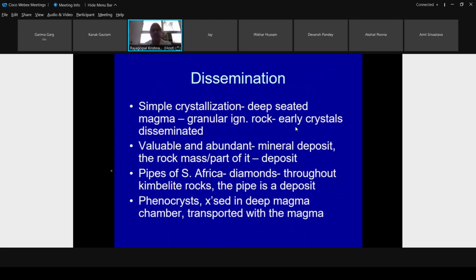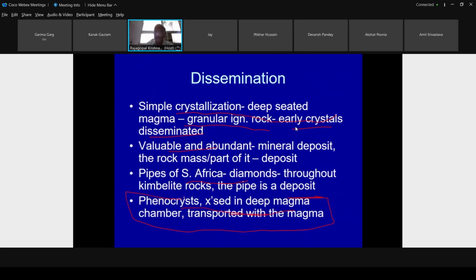Of course, this is more detailed. Simple crystallization in case of dissemination, most deep-seated. The magma will have granular igneous rock. The early crystals are disseminated. It is valuable and abundant, just like diamond. South African diamonds crystallized in the deeper part of the magma.